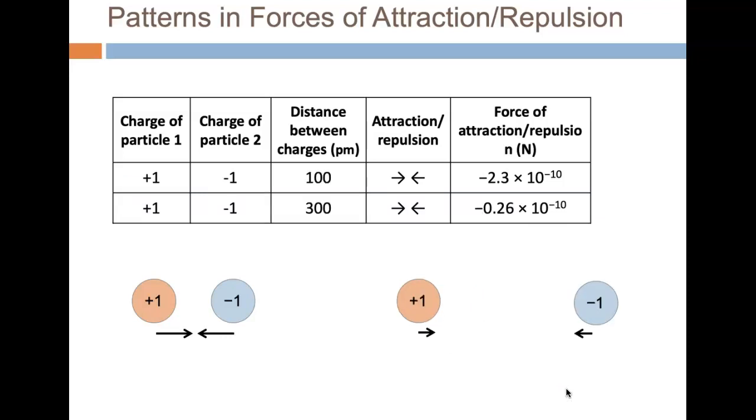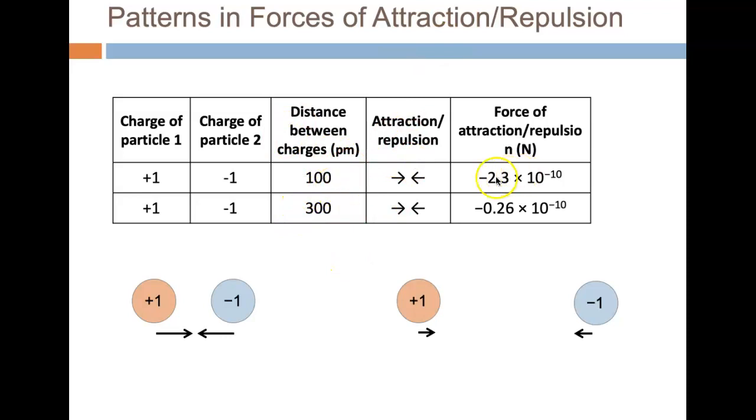Okay, this is now an example of looking at charge 1 staying the same, charge 2 staying the same, but the distance now we're going to change. So let's look at what happens. When I put a +1 and a -1 together, and they're, let's say, 100 picometers, that's just a really, really small distance. That's okay.